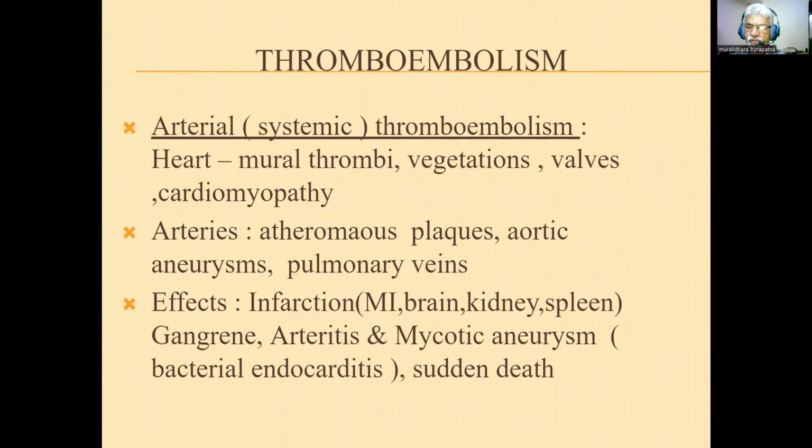First, we will take up the most common cause for thromboembolism. Arterial or systemic thromboembolism arising from the heart, from the mural thrombi, vegetations, from the valves, or in cases of cardiomyopathy. Coming to the arteries, ruptured atheromatous plaques, or thrombi from the aortic aneurysms, or from the pulmonary veins.